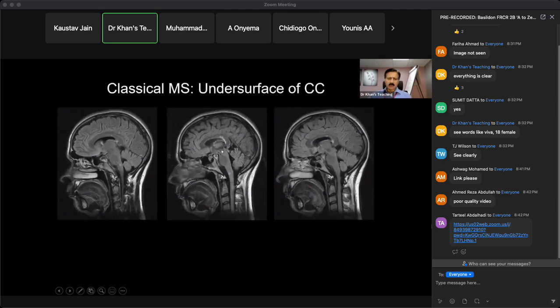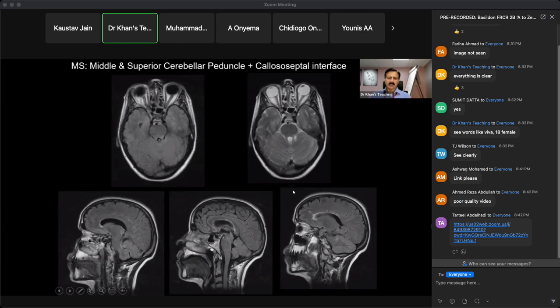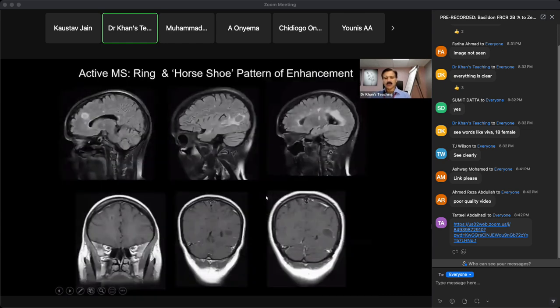So just a recap of the features. This is another case, and just to highlight the surface of corpus callosum. So even if there is no undersurface involvement, and involvement of the corpus callosum itself, just call it. Then superior cerebellar peduncle. So here you are. This is the superior cerebellar peduncle. Here you are. Here you are. And of course, this is the callososeptal interface.